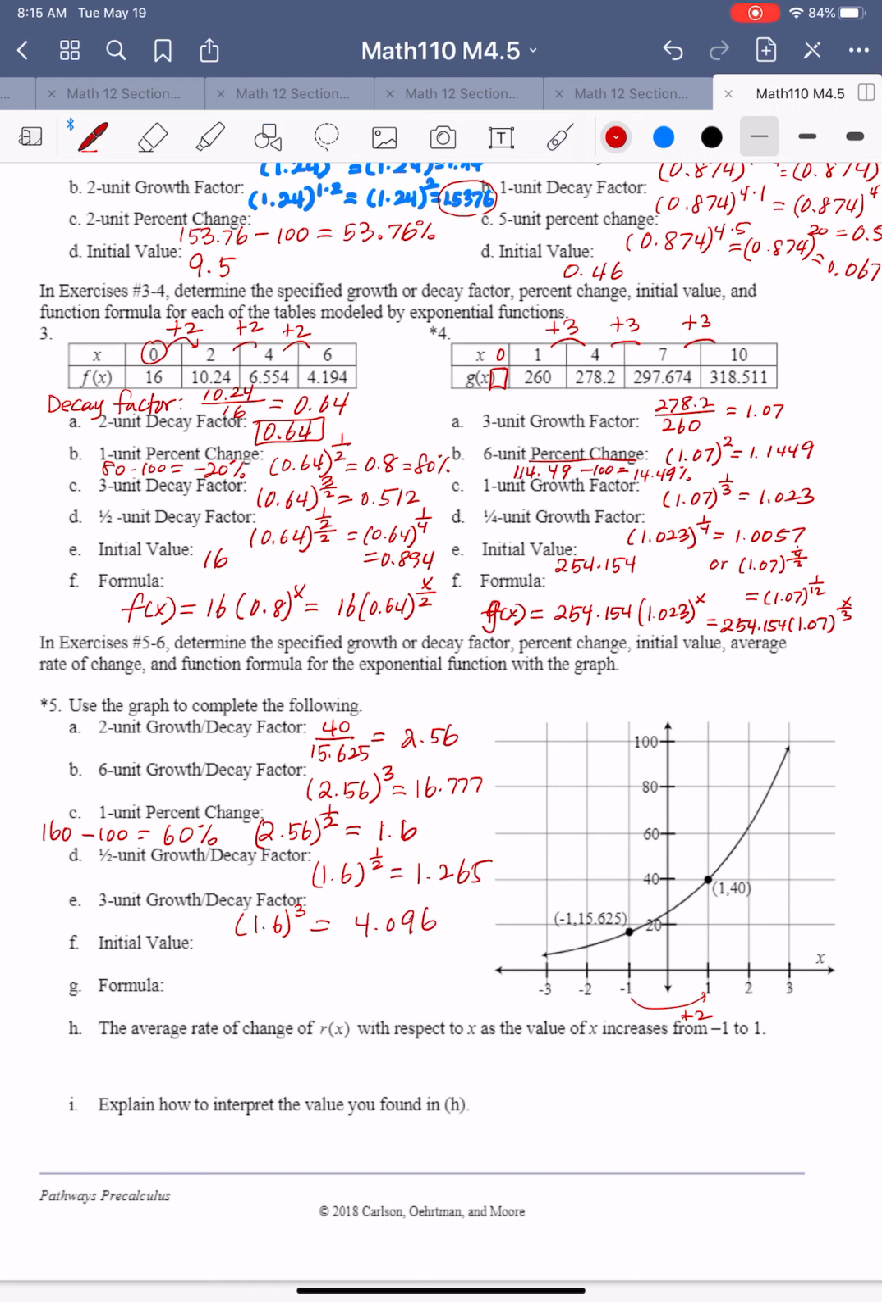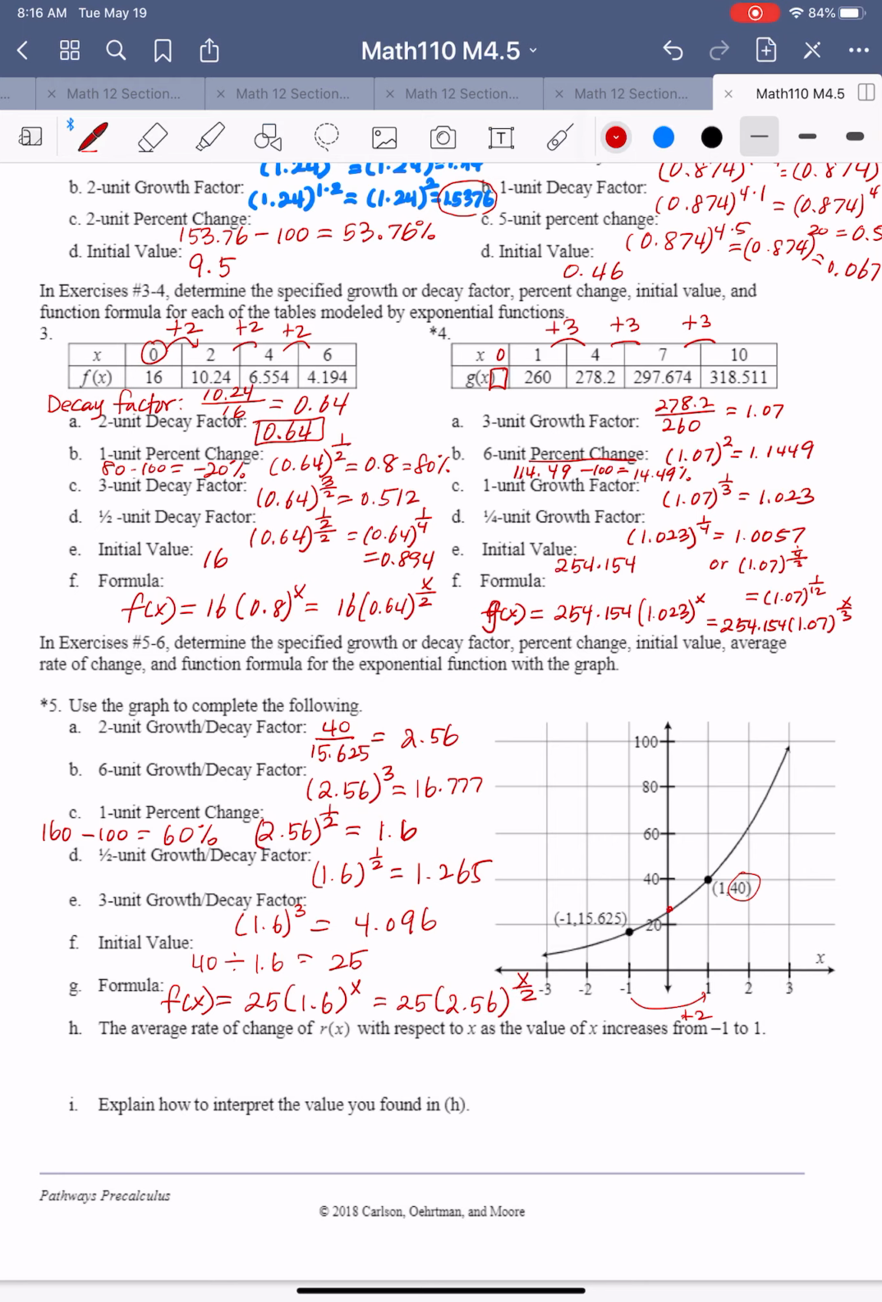Initial value, okay, I don't want to really guess. It looks like about 25, but I don't want to guess this. I'm using the 40 and then dividing by the 1 unit growth factor, which is 1.6. And then 40 divided by 1.6 comes out to 25. Yes, a good guess. And then the formula for that function is the initial value of 25 and then the 1 unit growth factor, which is 1.6 to the x power. Or you can say 25 times 2.56 to the x over 2. So either way is fine.